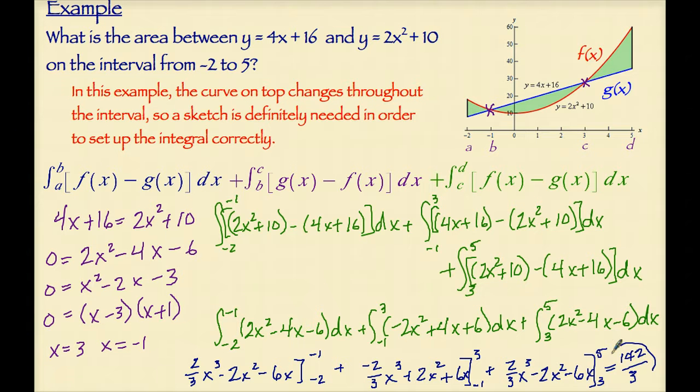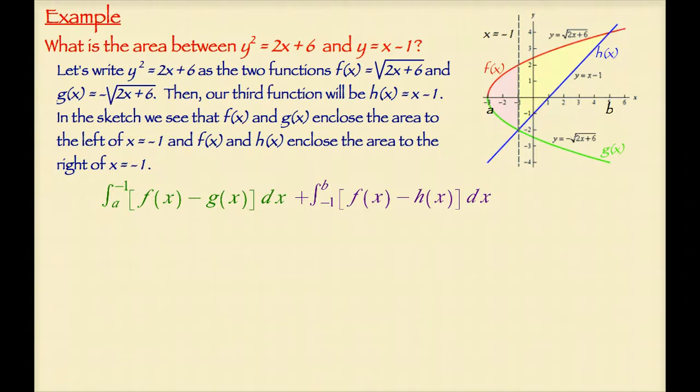In this example, we're going to find the area between y squared equals 2x plus 6 and y equals x minus 1. Here we have the curve y squared equals 2x plus 6, and here is the line y equals x minus 1. Let's write y squared equals 2x plus 6 as the two functions f of x equals the positive square root of 2x plus 6 and g of x equals the negative square root of 2x plus 6. Then our third function will be h of x equals x minus 1.